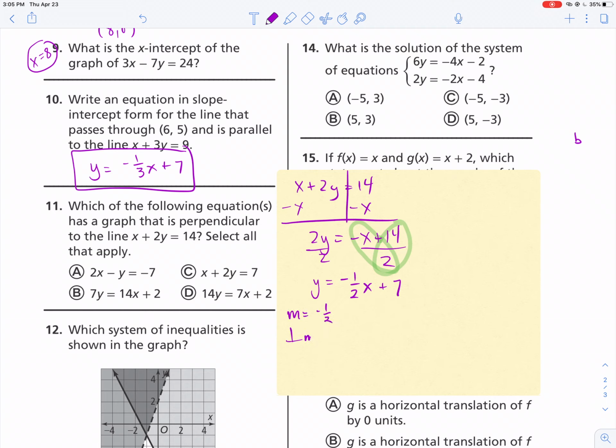We want our perpendicular slope. And if we remember, it's the opposite reciprocal. So because this is negative, we're going to need positive, and then we're going to flip it. So it's going to be 2 over 1, or in our case, just 2. Okay, so our equation will have a slope of 2.